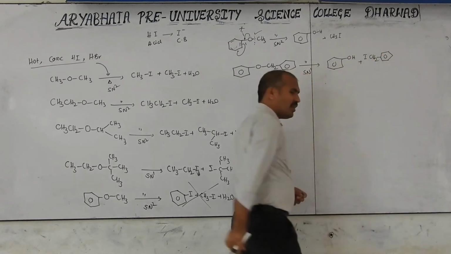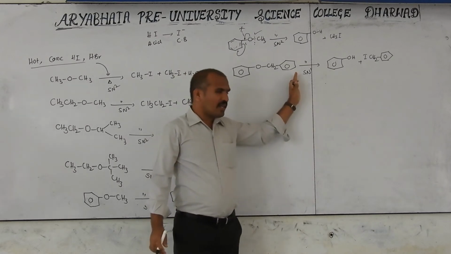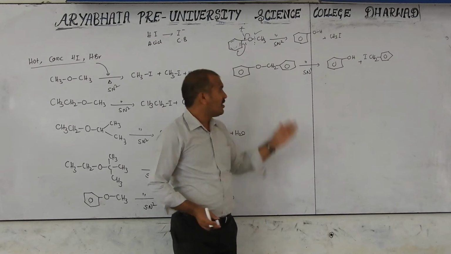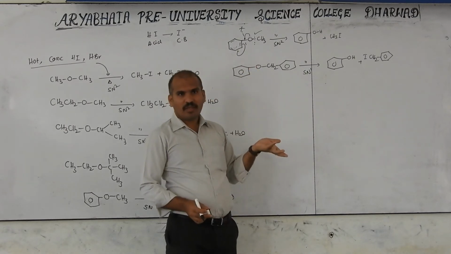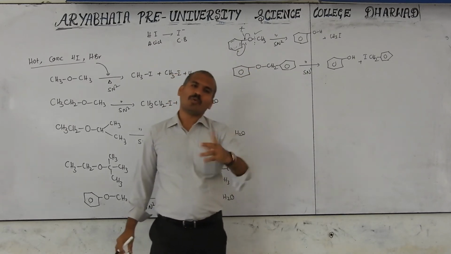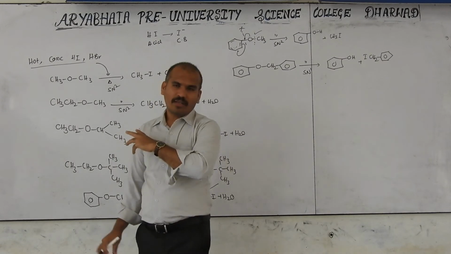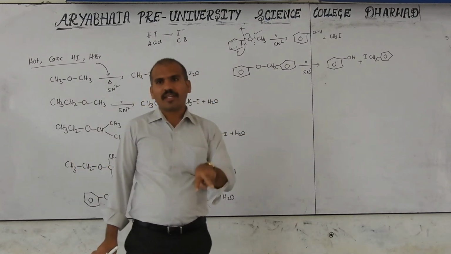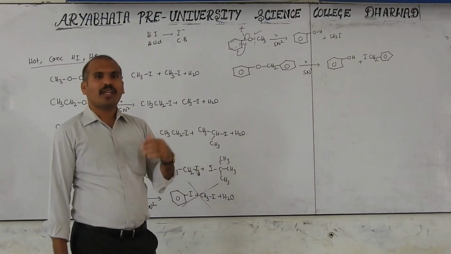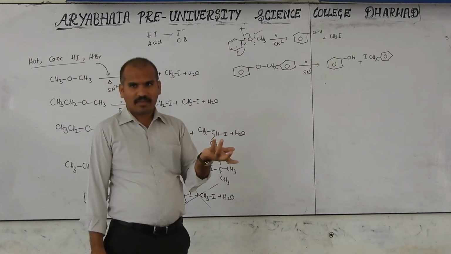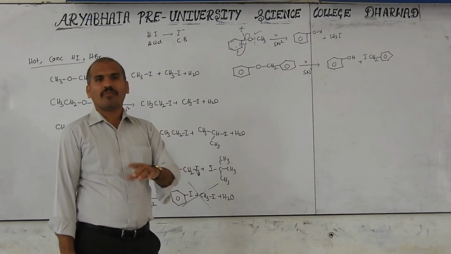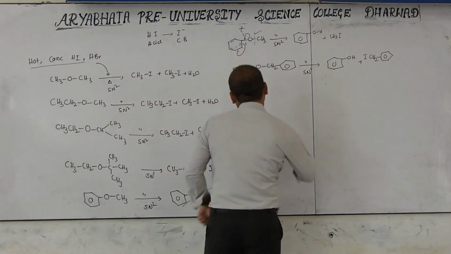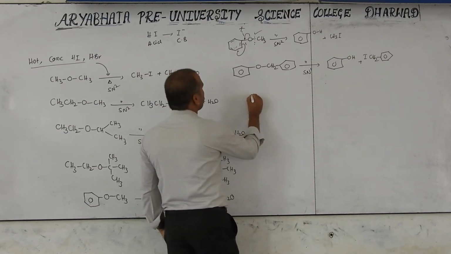Then keep in mind, if you use concentrated or diluted condition, it's the same product. Reason? This side has no bond breaking. When only one side has bond breaking, cold, dilute or concentrated, it is the same product. When bond breaking is possible on both sides, only at that time will we get I on both sides. One side only bond breaking means one side I, one side OH. Is this clear? So one more example here.